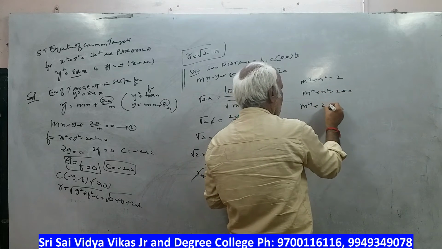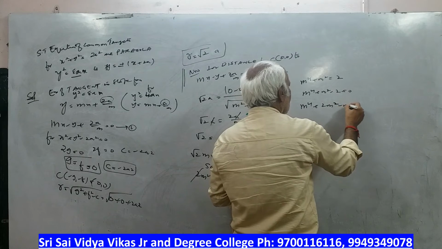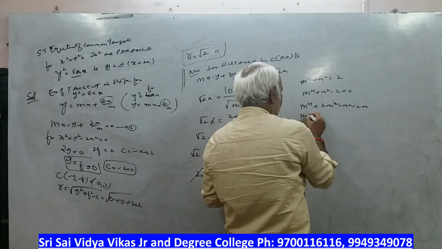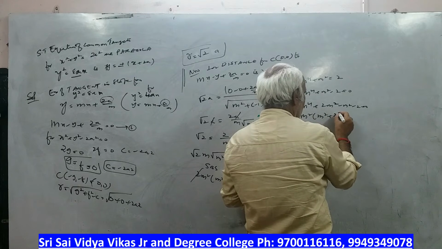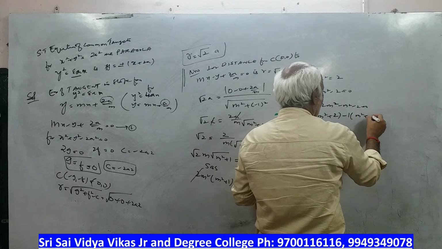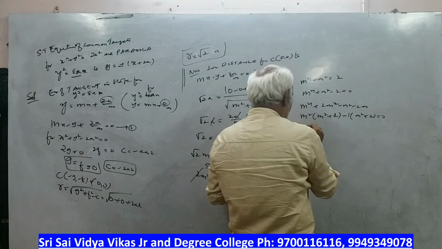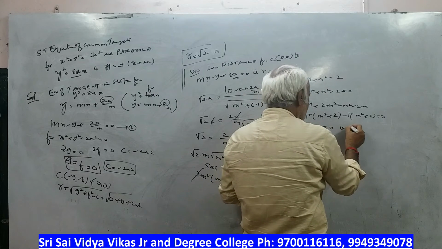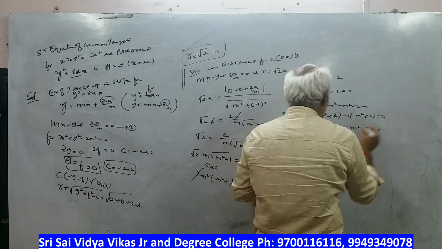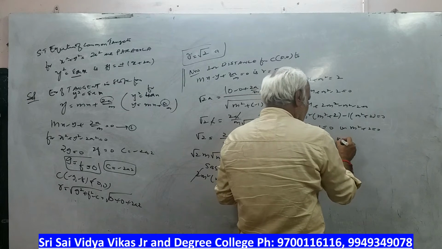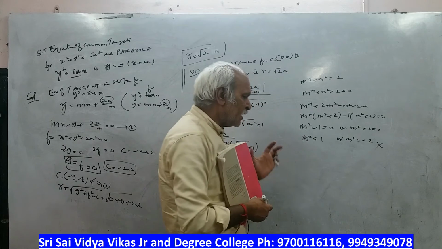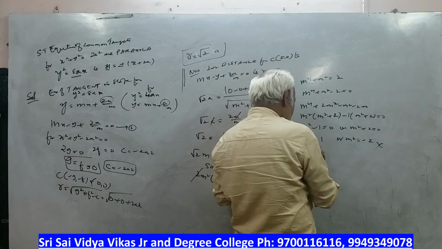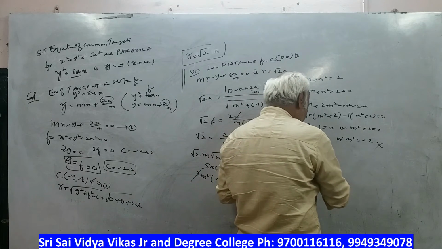Factorization. m square common: m square plus 2 and minus 1 common. So m square minus 1 is equal to 0, m square plus 2 is equal to 0. Here m square is equal to 1 or m square is equal to minus 2, which is not possible because the square of any number cannot be negative. So what is the m value? 1. So we say plus or minus 1.